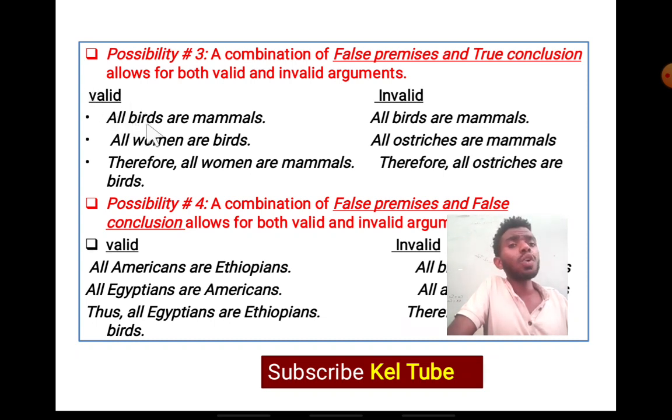All birds are mammals. These are false premises. All women are birds. This is also a false premise. Therefore, all women are mammals.